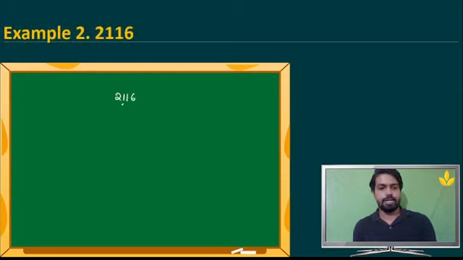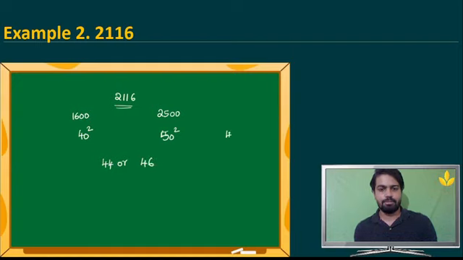Now 2116. Now let us see the range first this time. Okay, so it is between 1600 and 2500. That means the square root will be between 40 and 50. Okay, so it is ending with 6. If it is ending with 6, the answer may be either 44 or 46.